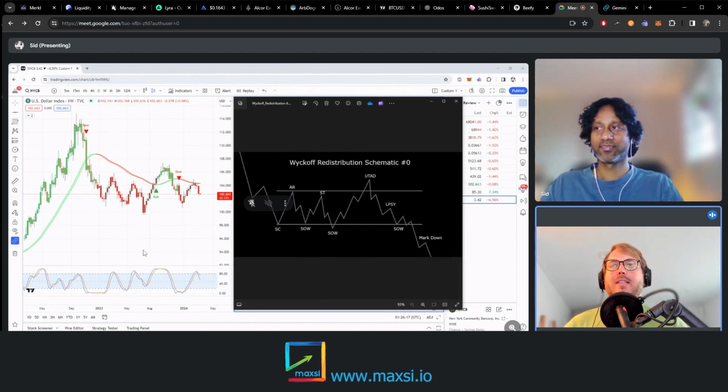Let's look at the DXY. So we have the DXY pulled up. The DXY is the chart that tracks the United States dollar, the US dollar index.